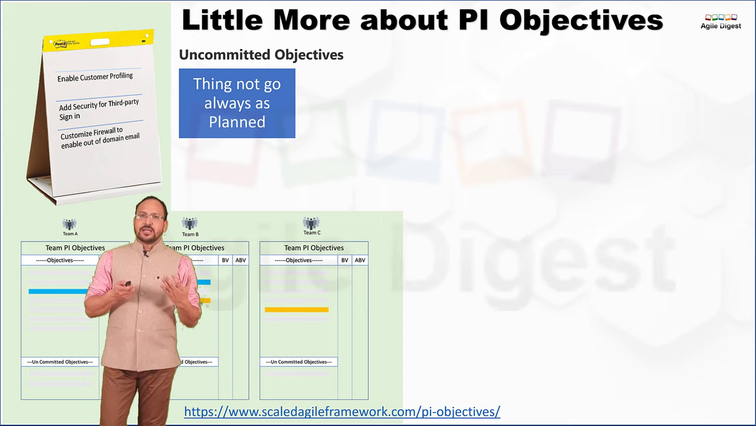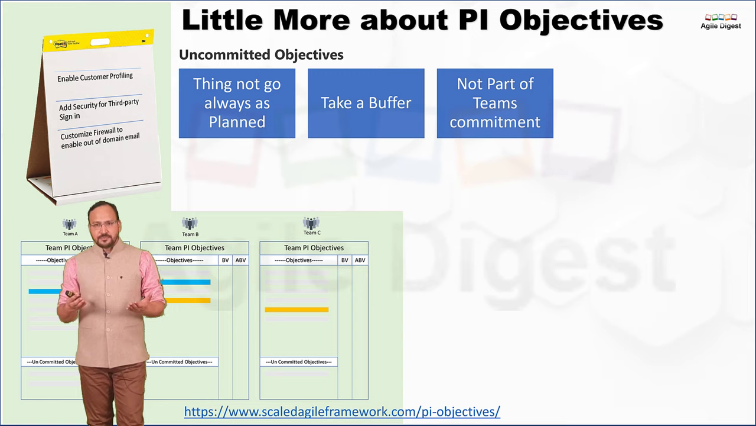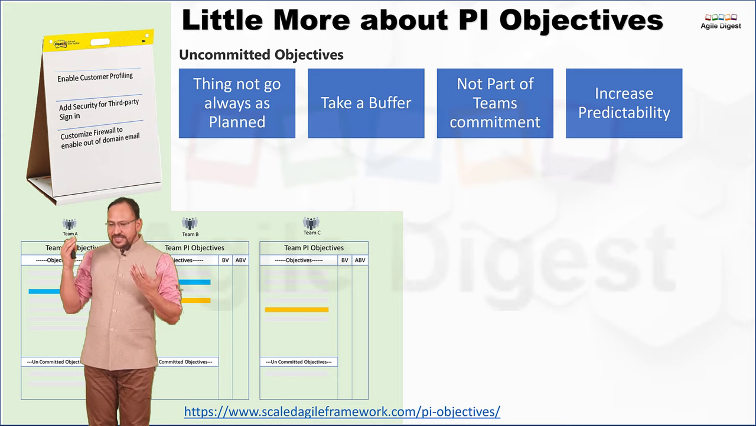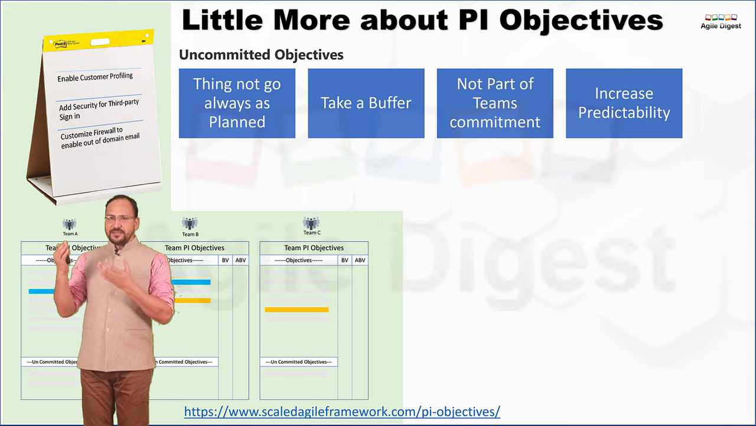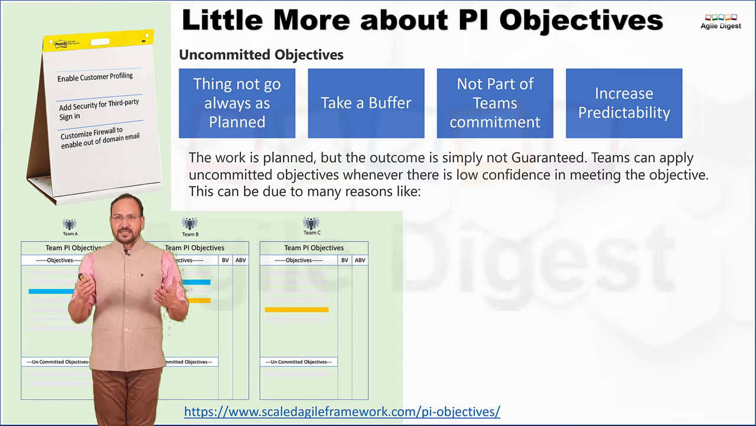Uncommitted objectives exist because things do not always go as planned, so we are keeping something as uncommitted. We want to keep some buffer for us, and this is not part of a team's commitment. They just give it a try if they have bandwidth and other possibilities. This actually increases your predictability. If the team is committing to, let's assume, 30 story points, or maybe 100 story points, or 20 business value, the chances of meeting that business value are much higher. The work is planned, but the outcome is simply not guaranteed. That's the PI objective.